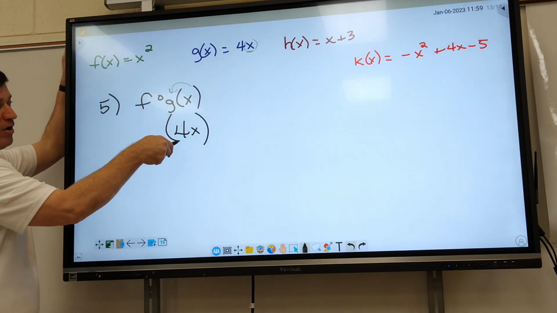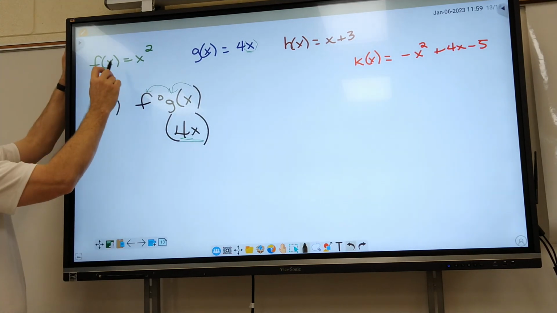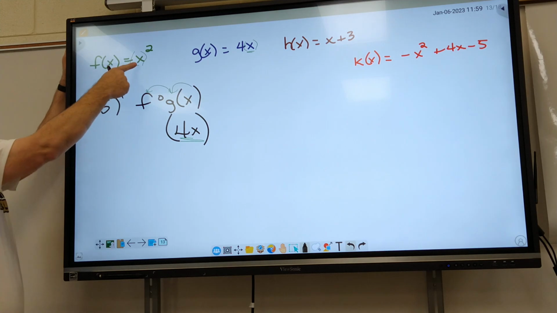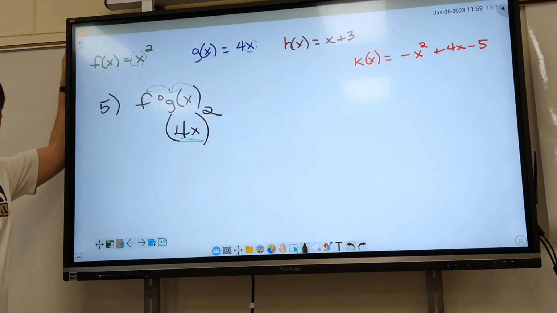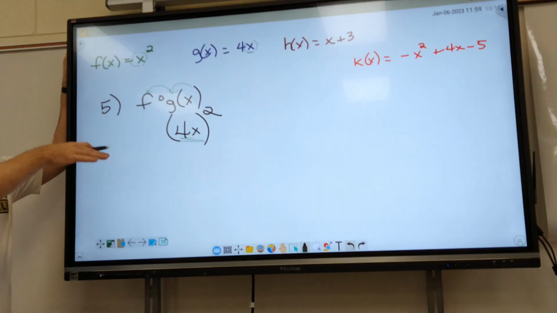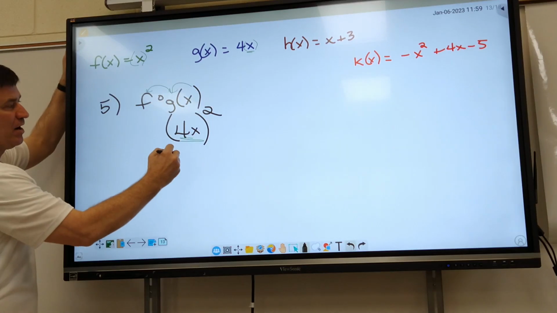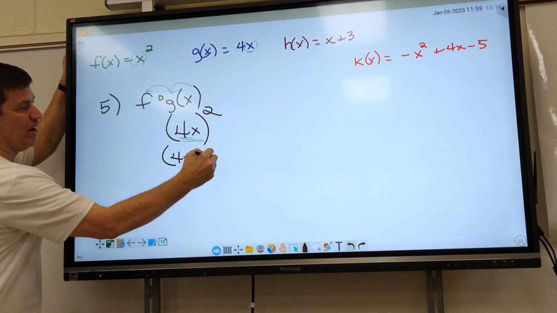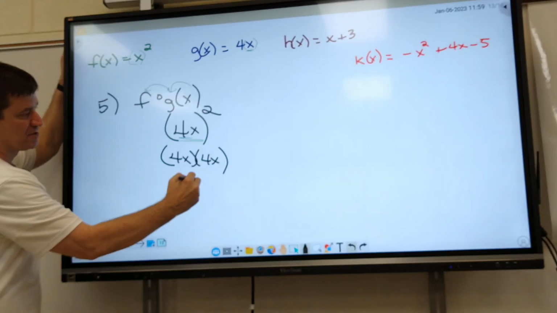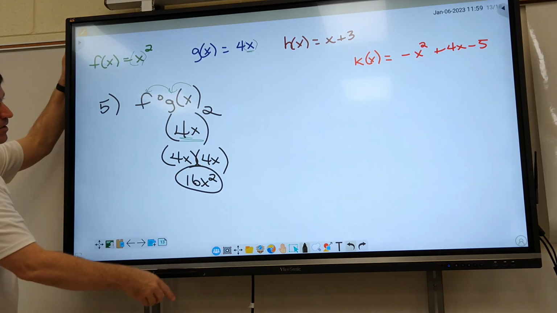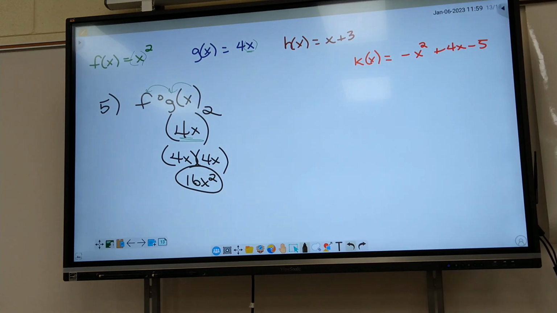Now you take all of that and you plug it into f. Well, look, if I'm going to plug it into f, I'm going to plug it in where the x is, right? Since there was a square behind the x, you're going to have to put a square behind that parentheses. Work it out by hand, and you're done. 4x squared means 4x times 4x. Answer is 16x squared. All right, so that's how we're going to do 5, 6, and 7. You're going to plug in x this time instead of plugging in a number.